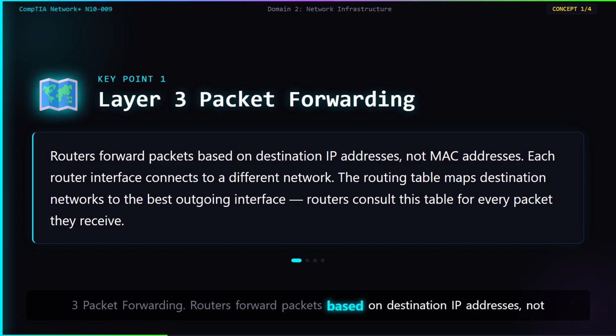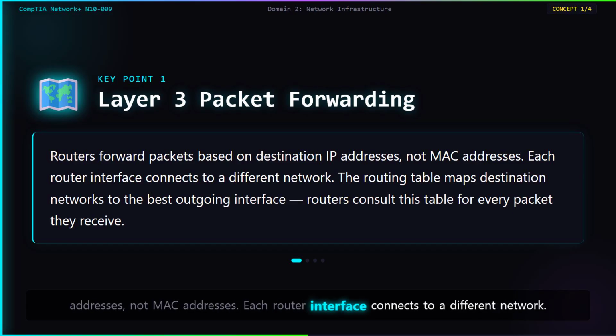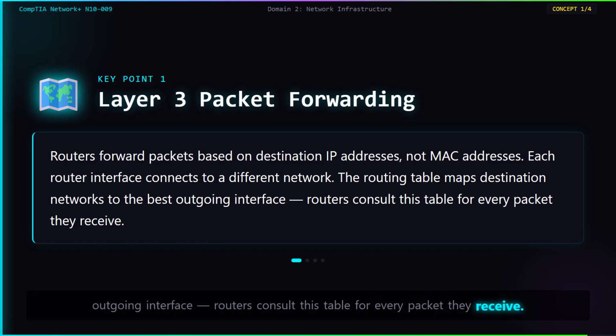Routers forward packets based on destination IP addresses, not MAC addresses. Each router interface connects to a different network. The routing table maps destination networks to the best outgoing interface. Routers consult this table for every packet they receive.